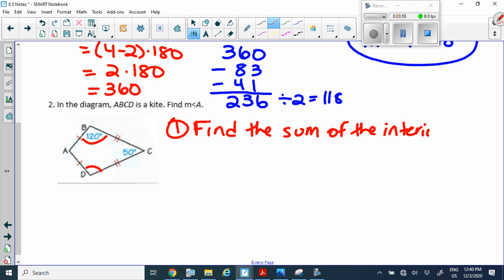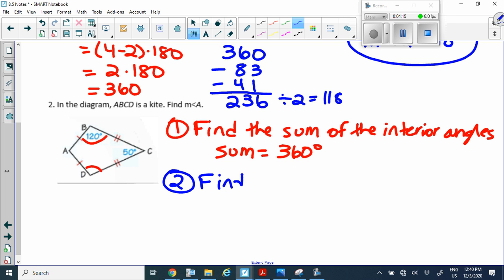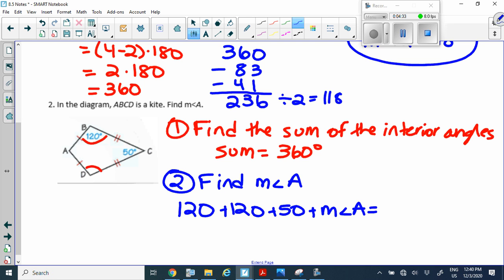Now, what do you guys think that's going to be here for our interior angles? Well, we already solved for that, right? It was 360 degrees. Now we'll go ahead and solve for the measure of angle A. To do this, we're going to add up all the known angle measurements. We know angle B is 120. Since B and D are congruent, angle D is also 120 degrees. And then angle C is 50. We're trying to find the measure of angle A, and that's going to equal our sum, which is 360 degrees.